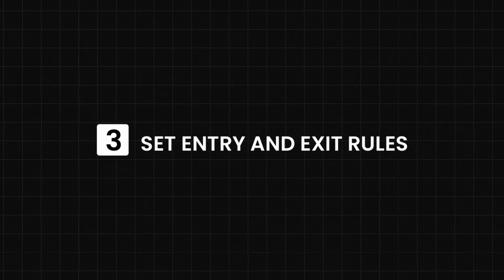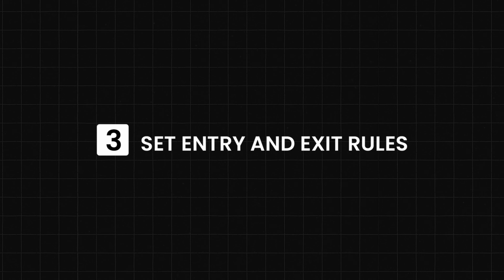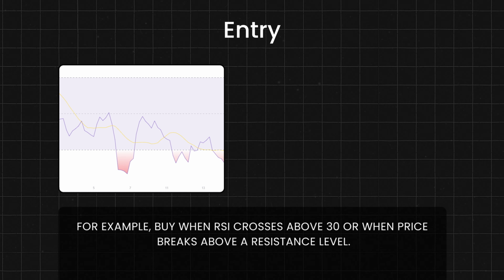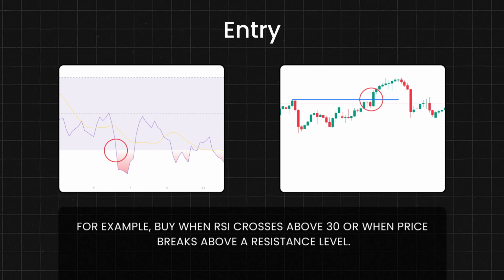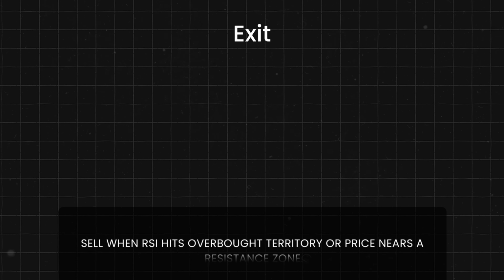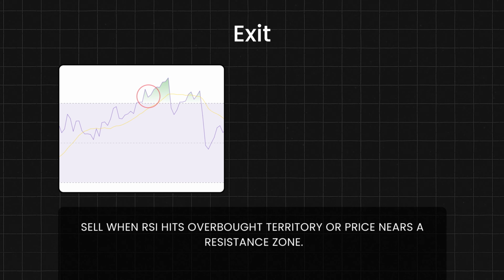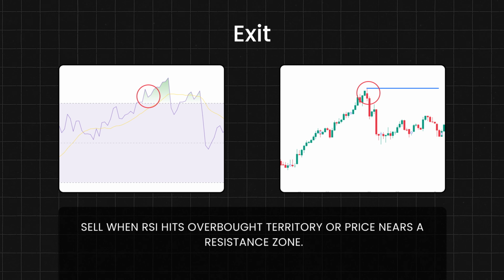3. Set entry and exit rules. Entry: for example, buy when RSI crosses above 30 or when price breaks above a resistance level. Exit: sell when RSI hits overbought territory or price nears a resistance zone.